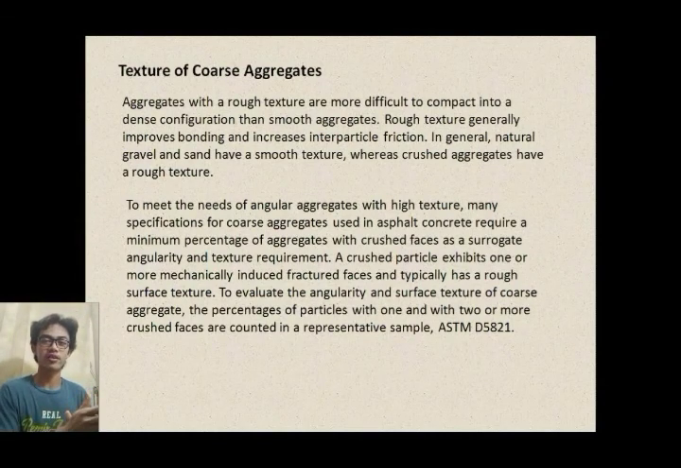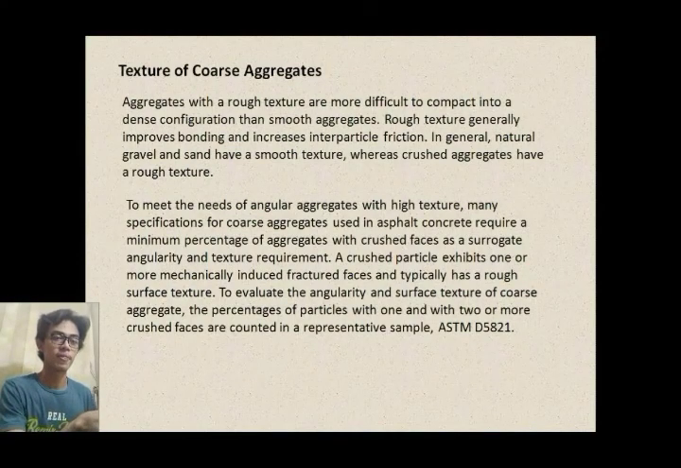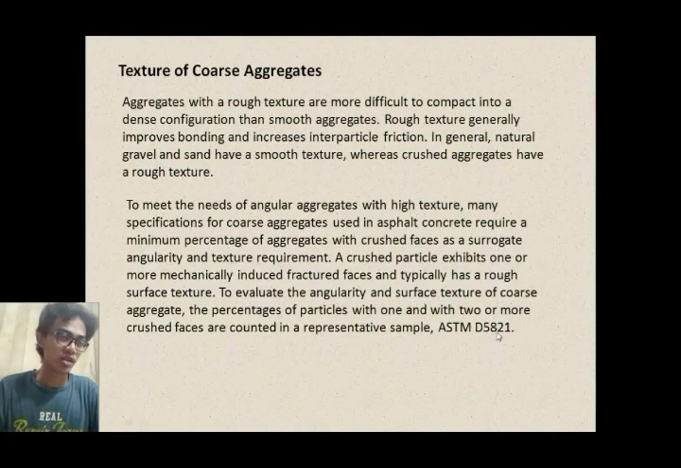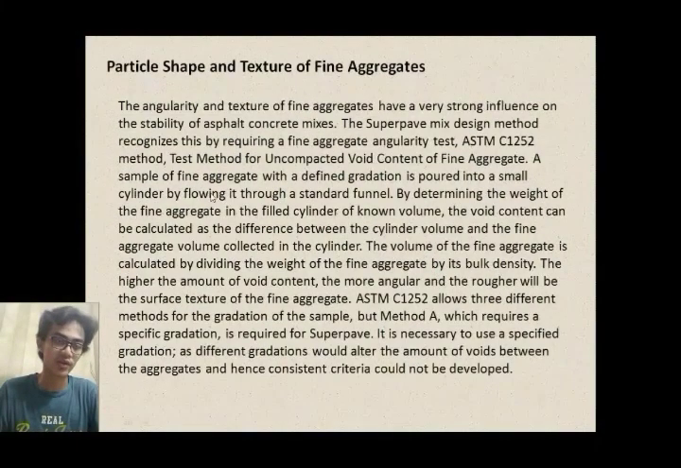To meet the needs of angular aggregates with high texture, many specifications for coarse aggregates are used in asphalt concrete. So you see that in the first one, the angular aggregates is good for use in asphalt concrete. Asphalt concrete requires a minimum percentage of aggregate with crushed face and surface angularity of texture requirement. It's based on the ASTM D5821. You can actually check them out on Google.